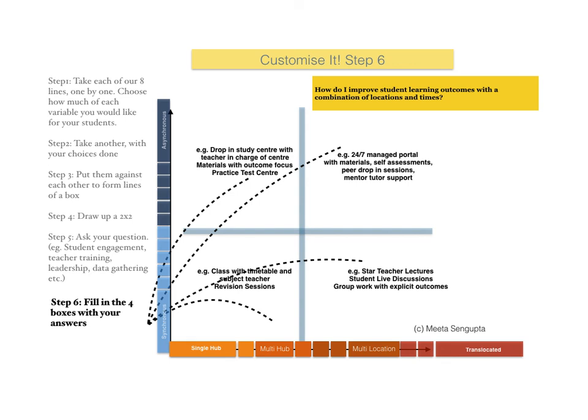Remember, it's for this goal. If our goal was to create equity, we would have a different answer over here. If our goal was to create inclusion, we would have a different answer here. If our goal was to create larger number of students or revenue, that would have a different answer. Our question here specifically was, how do I improve student learning outcomes with a combination of locations and times?